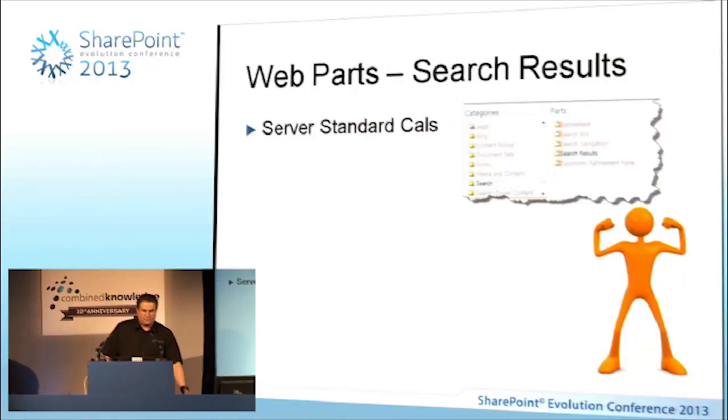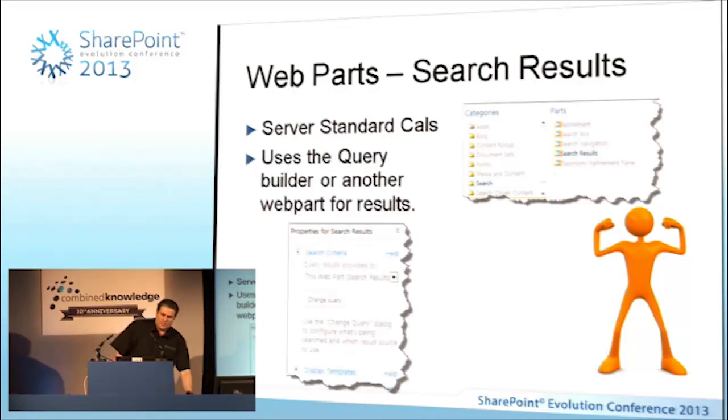So the final part there is the web parts. On the server standard web parts, we've got our search results. Not a lot's really changed. You've got some extra bits in there, but search results is not search core results anymore. Again, this now uses the query builder or another web part. I highlighted this because, certainly for the catalog sites that I guess Microsoft are looking towards, you can have one web part doing the query and other web parts using that query to display their results.